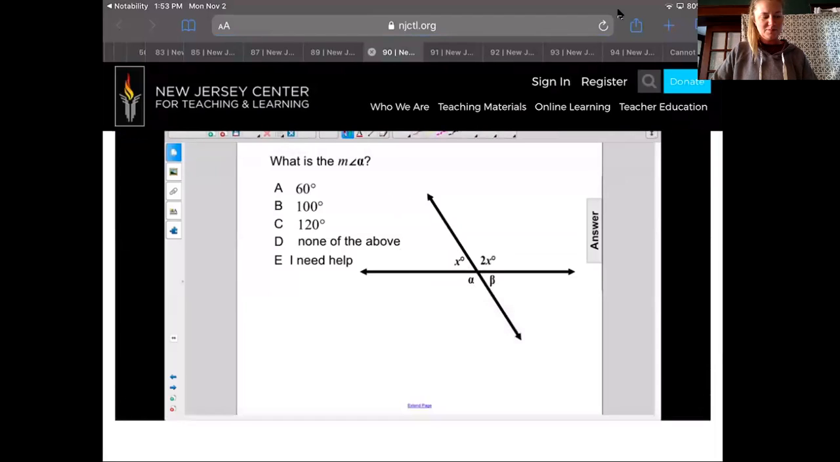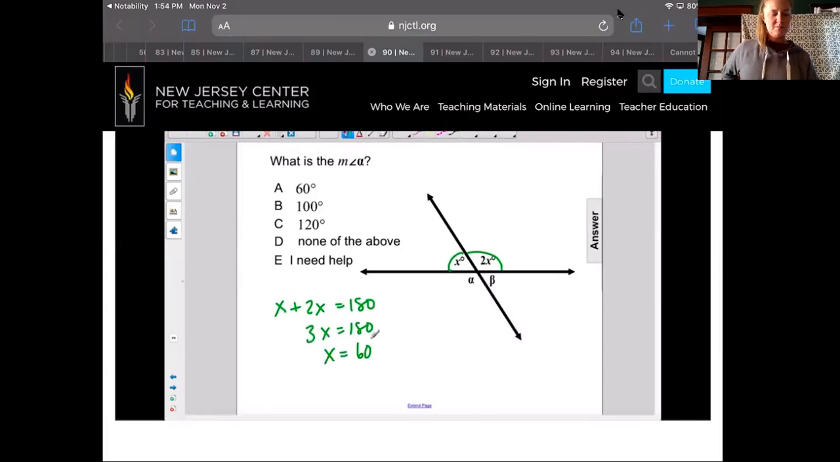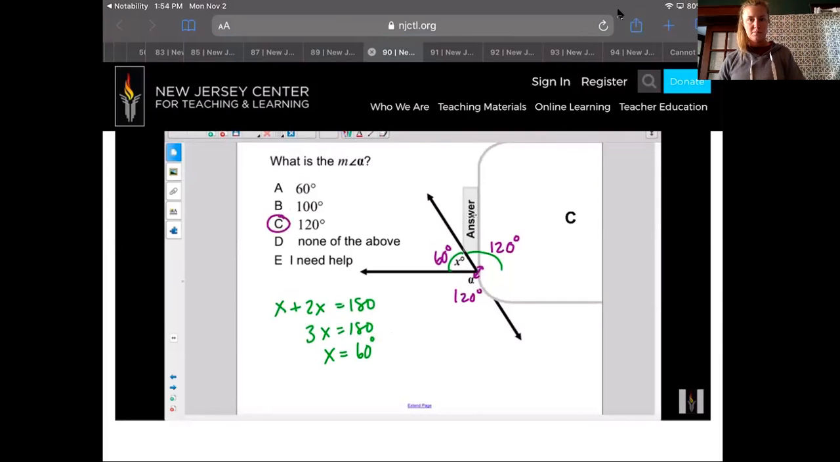All right, so this is gonna take 2 steps. Here we see that both of these are like terms. They're both x. So we know that this angle plus this angle equals 180. So we have x plus 2x equals 180. That's 3x equals 180. Therefore, x equals 60 degrees. Now that we know that this angle is 60 degrees, this one is 120 degrees. Therefore, because of vertical angle theorem, we know that this one is also 120 degrees. So the answer is C.